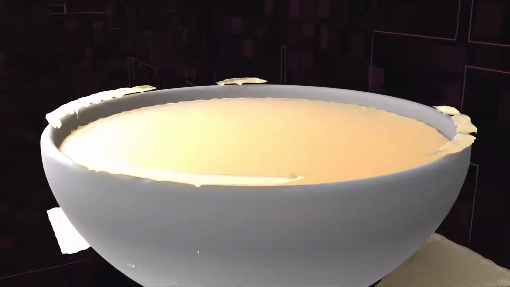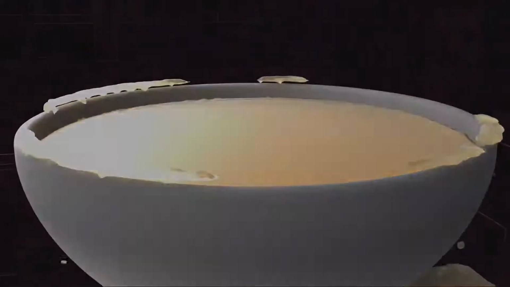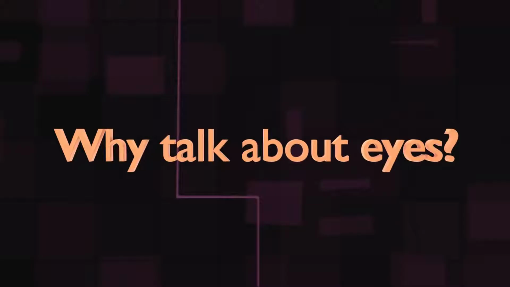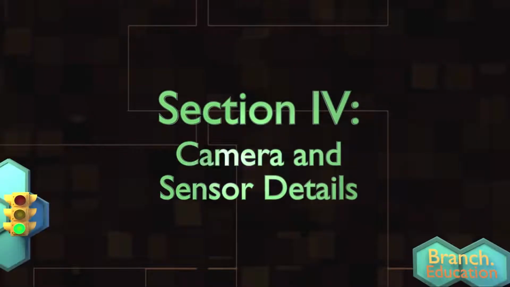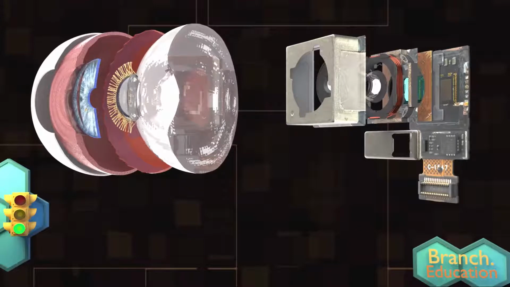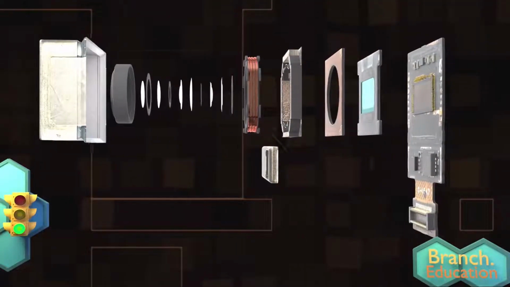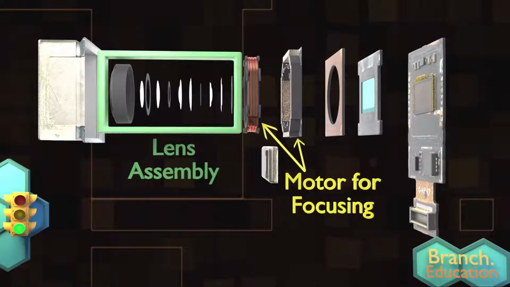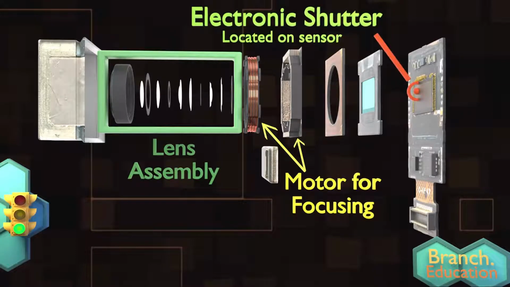So, if this episode is about how smartphones take pictures, why are we talking about the human eye? Well, it's because both of these systems share a lot of commonalities. A smartphone camera has a set of lenses with a motor that allows the camera to change its focus. These lenses take a wide angle of light and focus it to create a clear image. Next, there is an electronic shutter that controls the amount of light that hits the sensor.